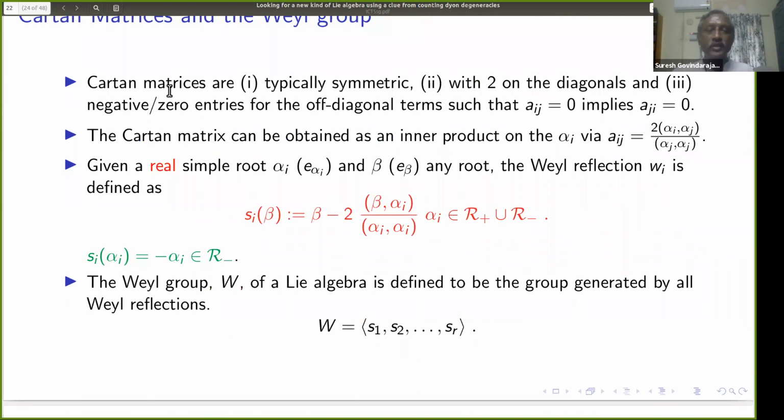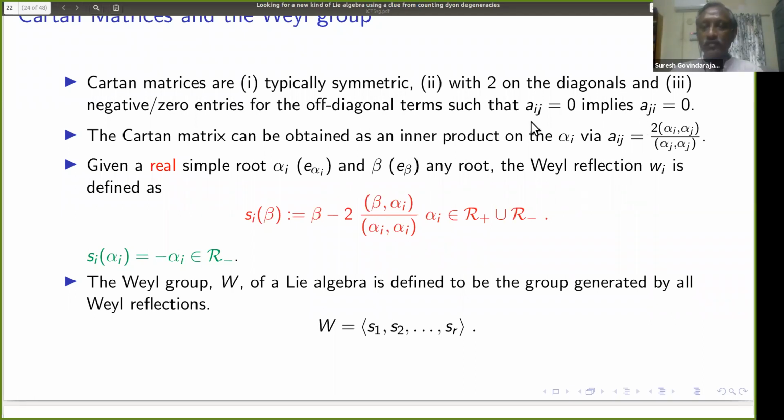So some properties of Cartan matrices: they are typically symmetric. We will only consider them symmetric with 2 on the diagonals. Again, we'll relax this condition in a moment. Third, negative or 0 entries for off-diagonal terms, such that Aij equal to 0 implies Aji equal to 0. So this is true, I'm assuming, when it's not symmetric, only this kind of condition. And the Cartan matrix is obtained as an inner product on the alpha i's, which are living in the dual of the Cartan. So it is just something like this.